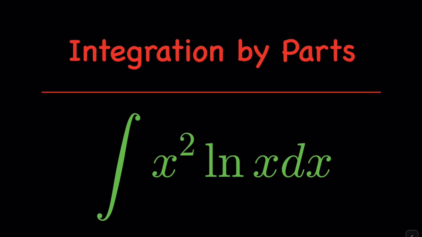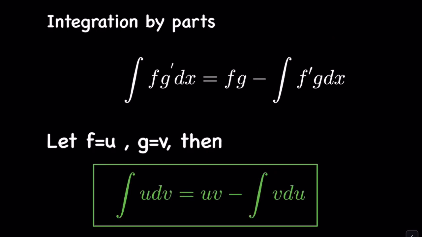Welcome to Unprocessed Math. In this lecture, I'm going to talk about integration by parts. The integration by parts formula tells us that the integral of f g prime is equal to fg minus the integral of f prime times g. This is basically the integrated form of the product rule of differentiation. If you do substitution and take u equals f, g equals v, you can rewrite this in a simpler form: the integral of u dv equals uv minus the integral of v du.